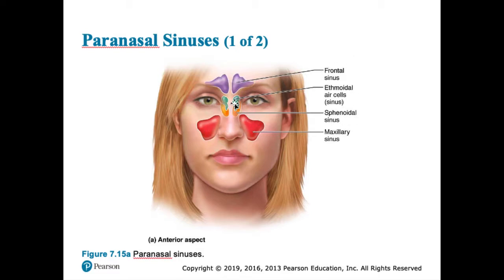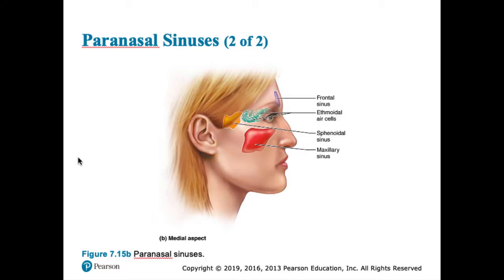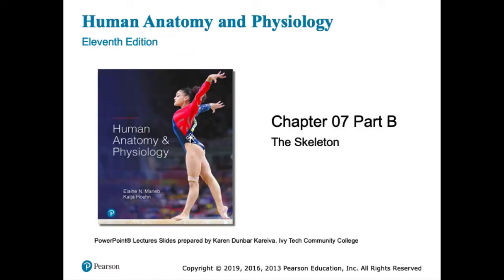The frontal sinus here, the ethmoidal air cells, or the sinus there, the sphenoidal sinus, and the maxillary sinus. And then looking at them from the medial aspect of each one of those sinuses, so make sure that you're understanding those. Moving away from the skull, I'll mention the stuff you need to know about the skeleton.